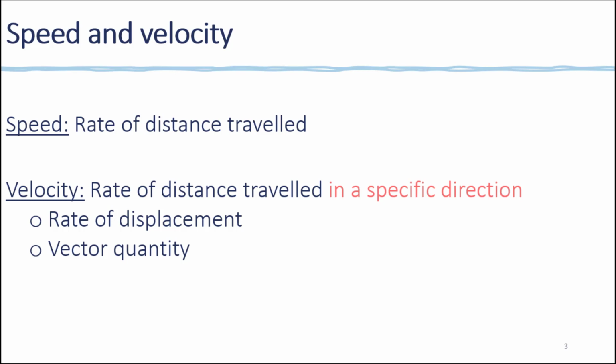Speed is described by a single number, so just the rate of the distance traveled, whereas velocity, on the other hand, is the rate of displacement. And we know that displacement is a vector quantity, which makes velocity also a vector quantity. And so as we know, with any vector, velocity has a magnitude and a direction associated with it. So speed is scalar, SS, easy to remember, whereas velocity is a vector, VV, can't go wrong.